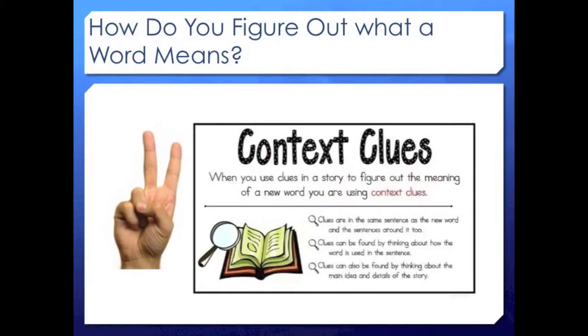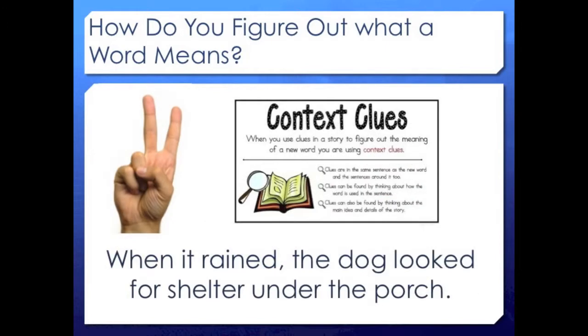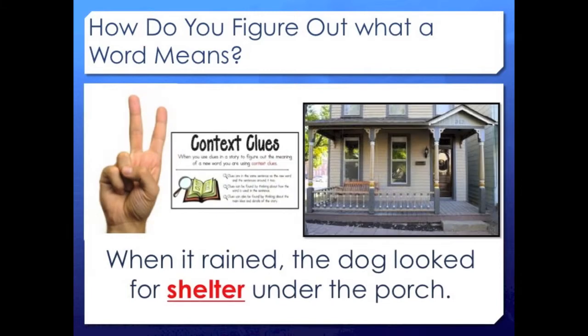Number 2, you can use context. If this doesn't work, take the next step. Look at the context. That's the other words and sentences around that word. For example, read this sentence. When it rained, the dog looked for shelter under the porch. If the word shelter doesn't look familiar, look at the words around it. Rain and under the porch might give you a clue.